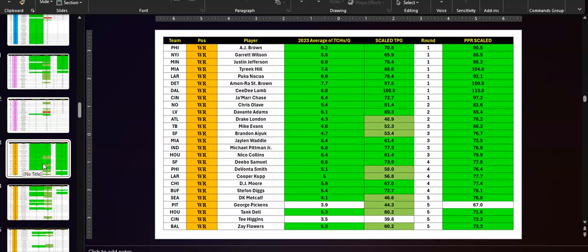Round 1. Look how many wide receivers are going in round 1. Goodness. Not so many in round 2. So everybody's rushing to grab those round 1 wide receivers. Historically, that's what's worked, if you look at my ADP versus end of the season lesson plan, looking historically.